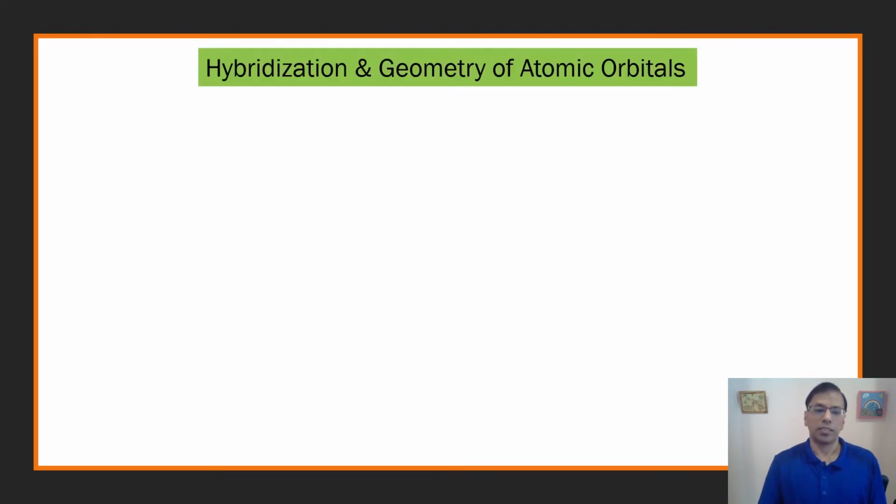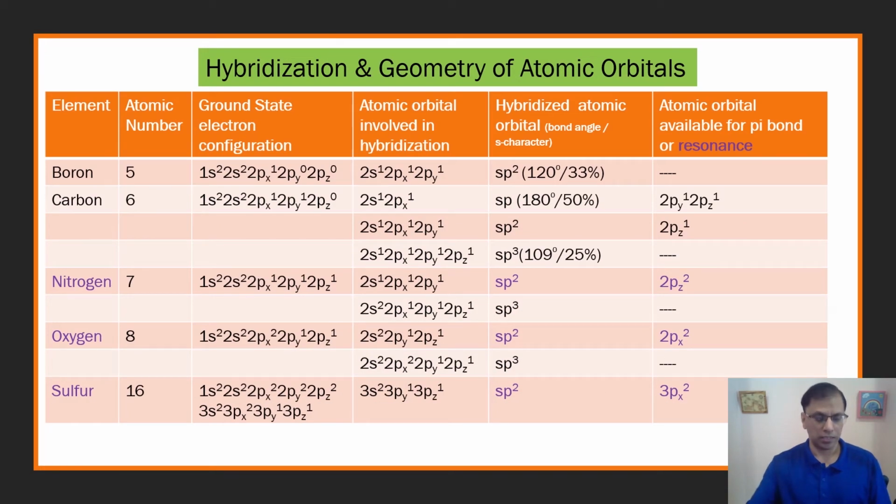So let's continue our talk about hybridization and the geometry of the resulting atomic orbitals. I've created a nice table here. This is a list of all the key atoms that are observed in organic molecules. We have the atomic number in this column. The ground state electronic configuration is also written right here, and it's based on Aufbau's principle.